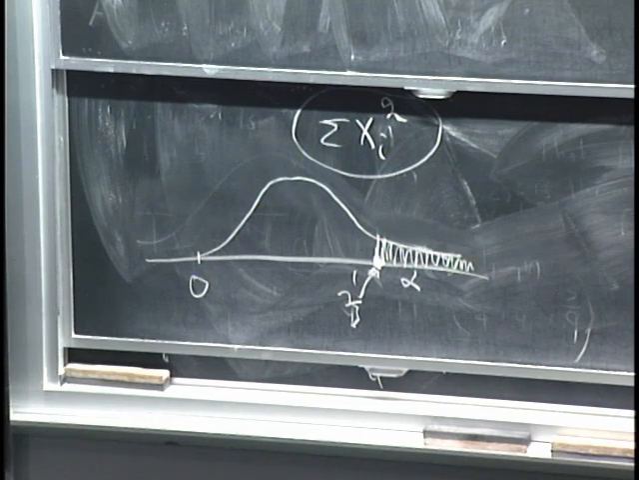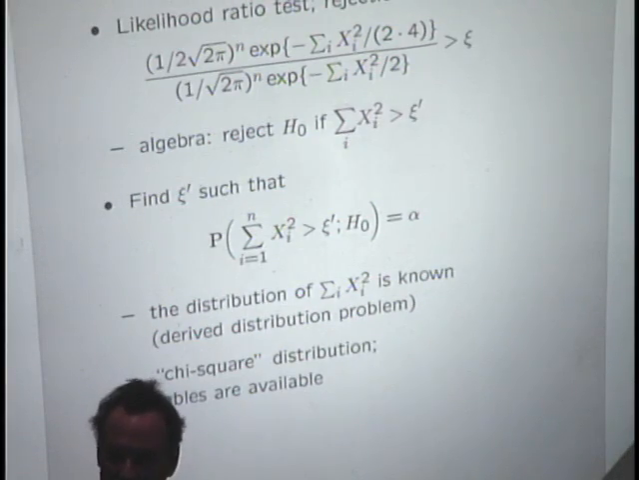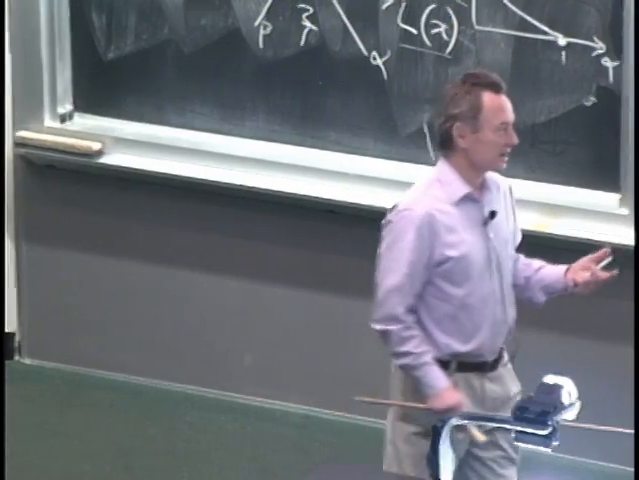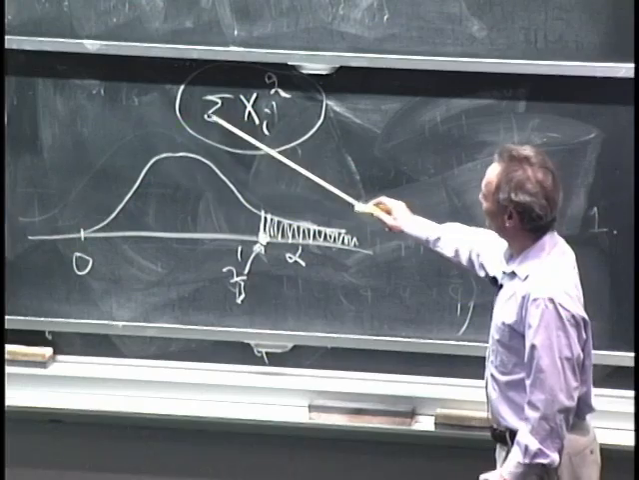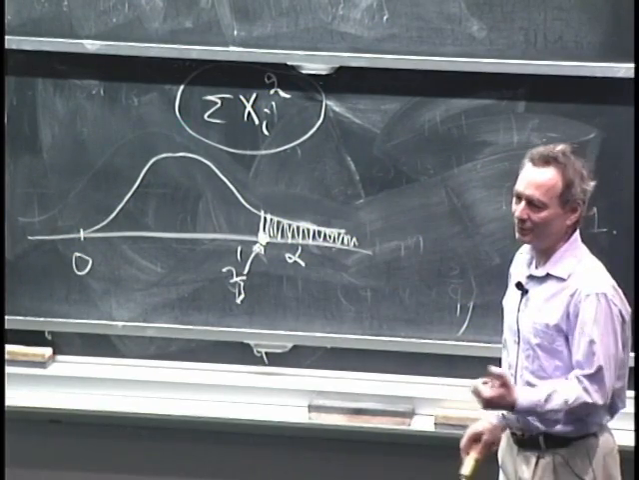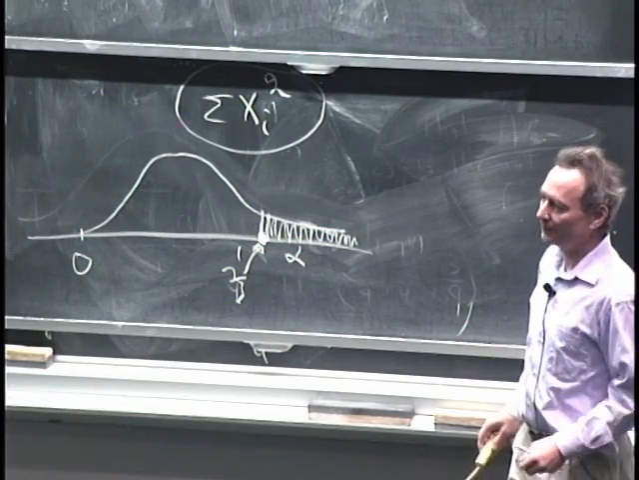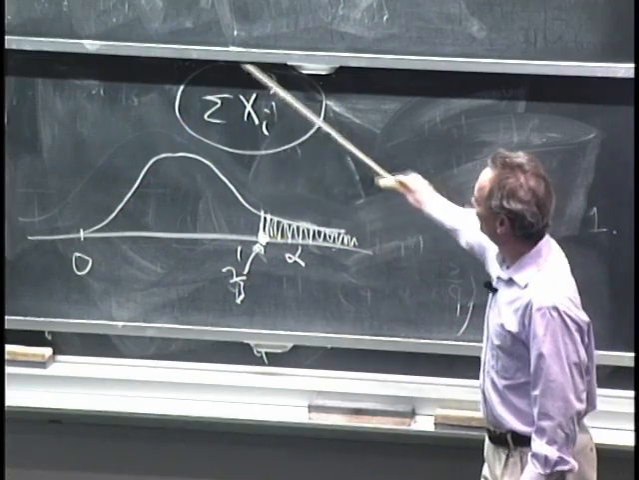It's a derived distribution problem. You know the distribution of xi. It's normal. Therefore, by solving a derived distribution problem, you can find the distribution of xi squared. And the xi squareds are independent of each other because the xi's are independent. So you want to find the distribution of the sum of random variables with known distributions. And since they're independent, in principle, you can do this using the convolution formula. So in principle, and if you're patient enough, you will be able to find the distribution of this random variable.